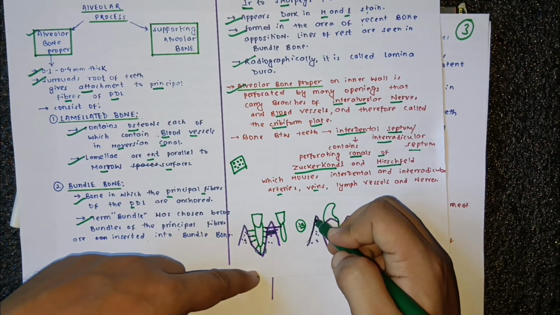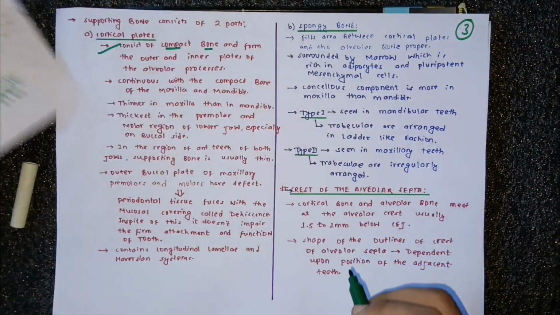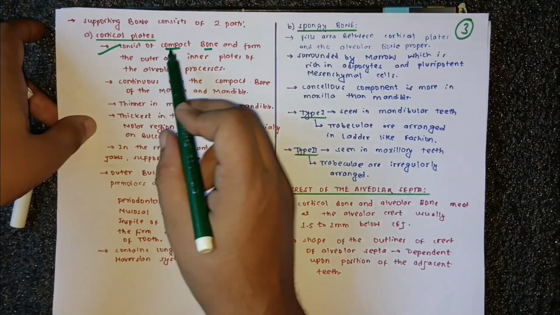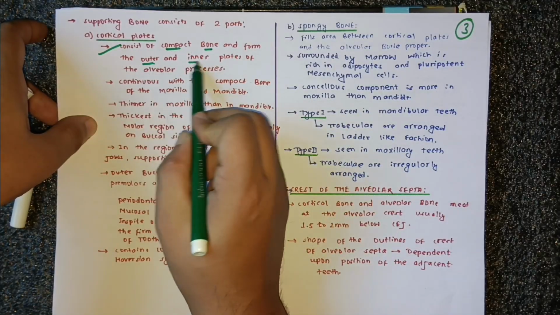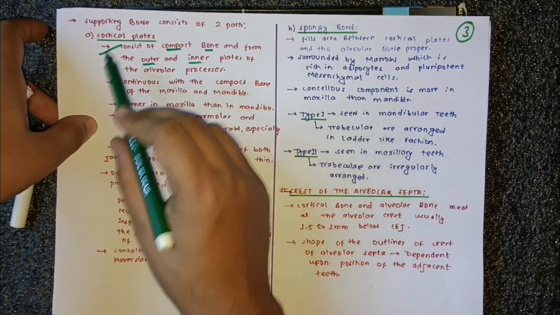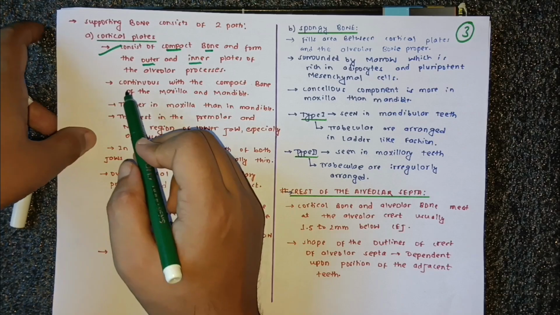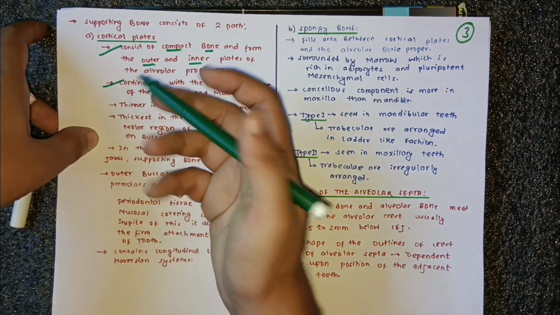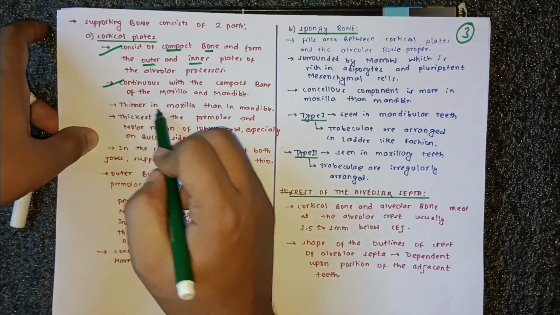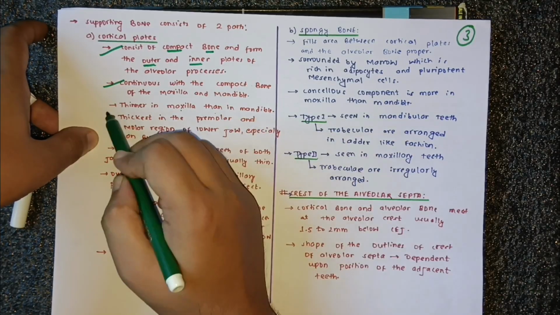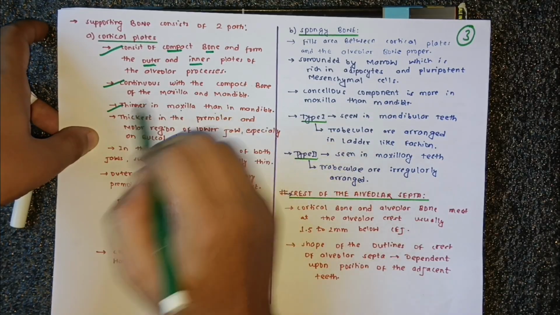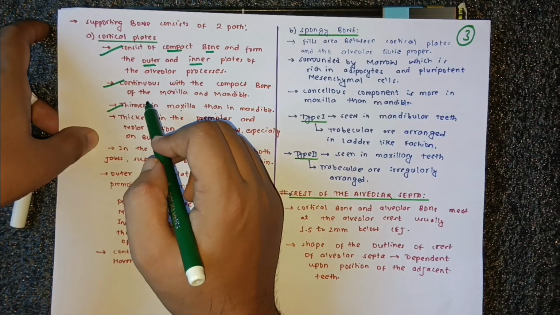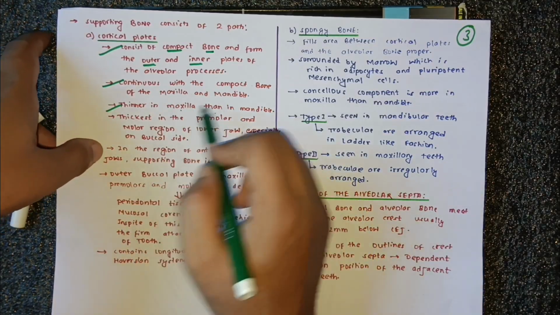This is the compact bone, and this is called the cortical bone. It consists of compact bone and forms the outer and inner plates of the alveolar process. That is the cortical plate. It continues with the compact bone of the maxilla and the mandible, so it is continuous. It is thinner in the maxilla than the mandible. Those points you should learn and remember, it is very important.